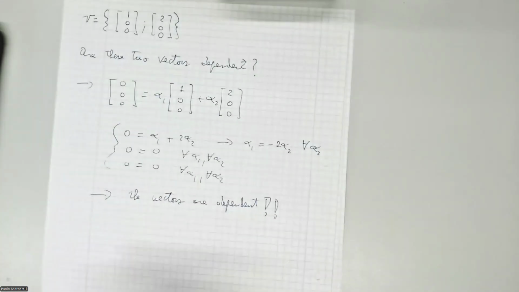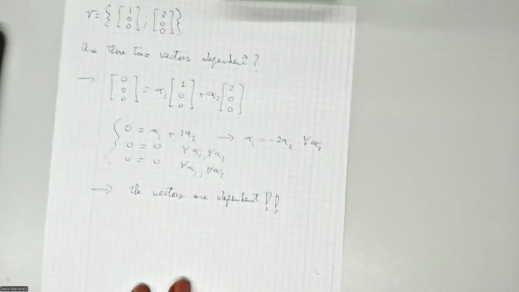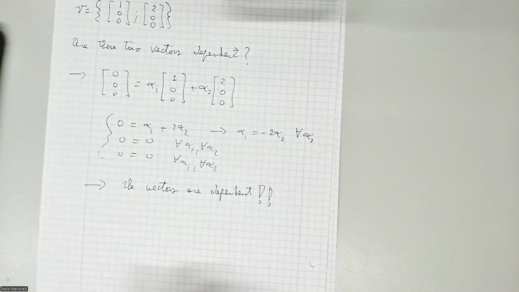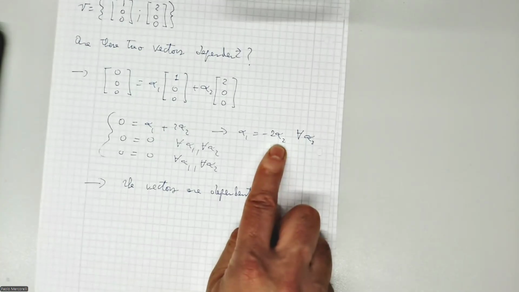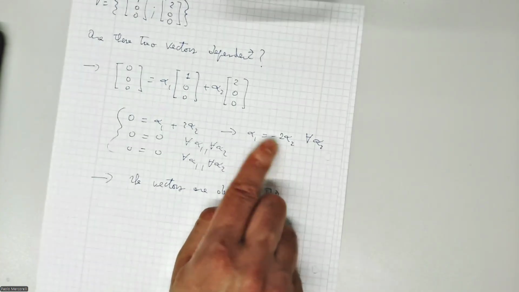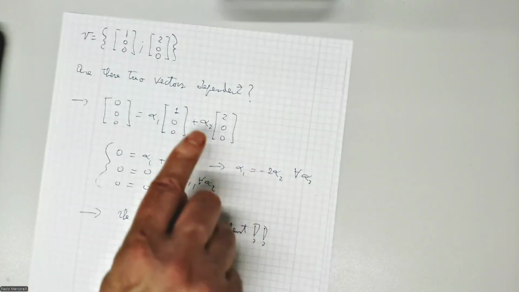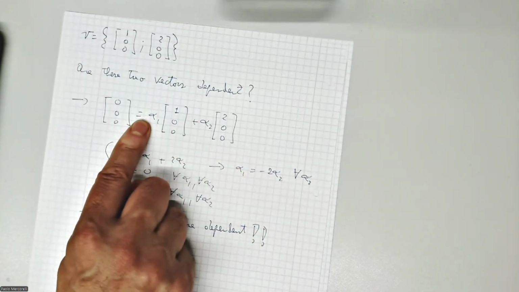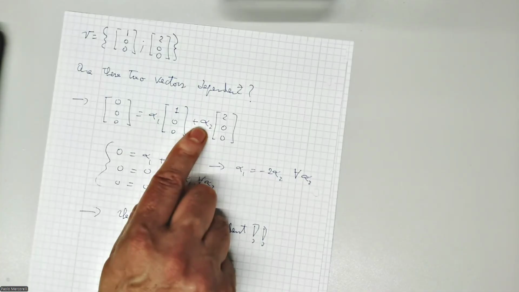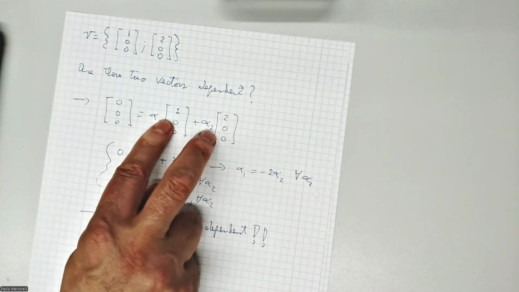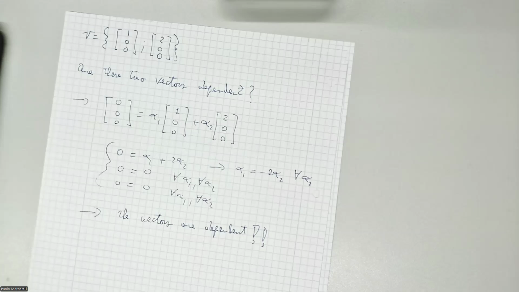Because not necessarily all parameters alpha are 0. The vectors are dependent. Not each alpha must be 0 to obtain 0. For instance, alpha 2 equal 1, alpha 1 is equal to minus 2. If alpha 1 equals minus 2, as I told you, and alpha 2 is equal 1, we have 0, 0, 0 everywhere. It's not necessarily all.